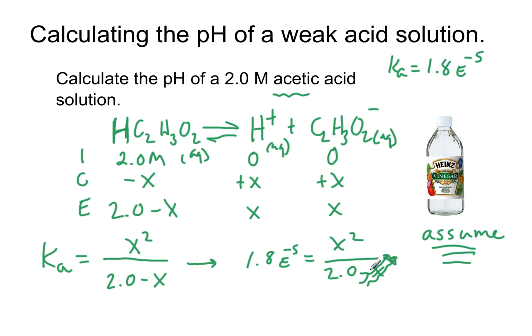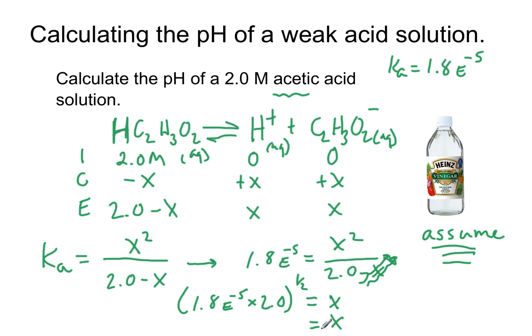And that's helpful because that tells us that we don't have to do a quadratic. So really my value for x here is going to be equal to 1.8 e to the negative fifth times 2.0 up to the 1/2. So I'm basically square rooting that to get my x value. And I forgot my calculator. Let me get that.